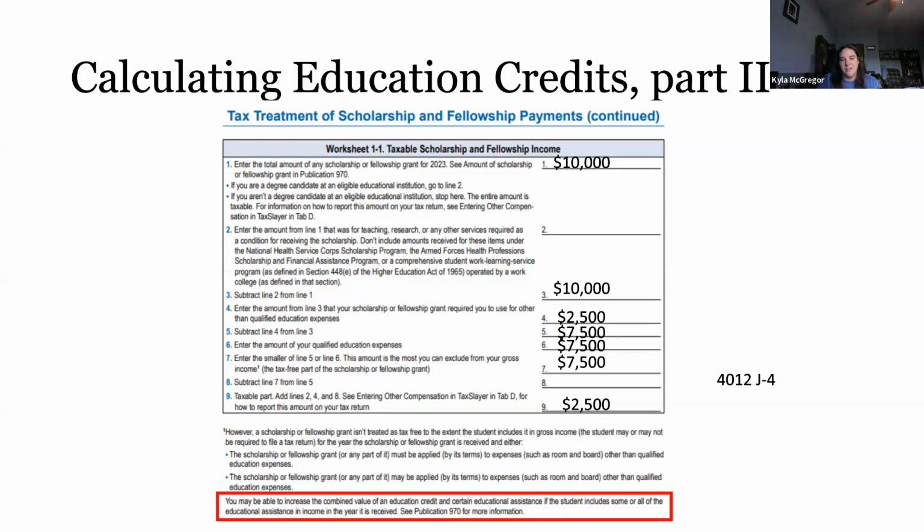So this little note is saying that you can take some of the expenses and use them for the credit, but you have to increase the scholarship. You can't use it to offset. That's the double dipping that we were talking about earlier.